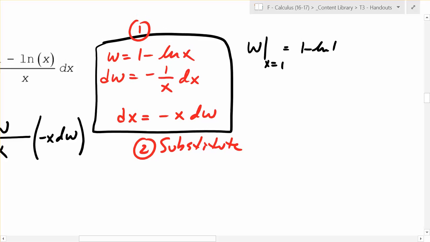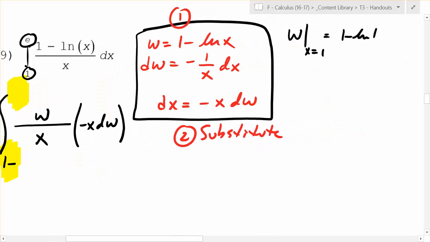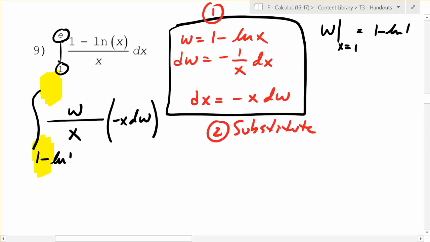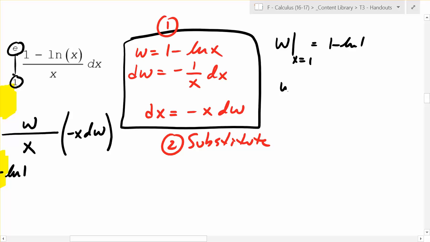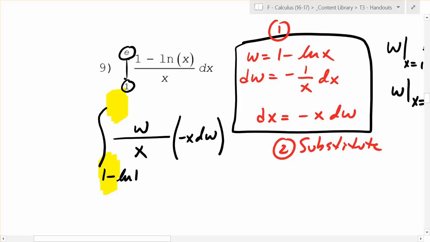Yes, you leave it as ln of 1. So this is 1 minus ln of 1. You can do it on your calculator, but leave it like that for now. And then what does the upper limit become? When x is e, it's 1 minus ln e. What is ln of e? 1. So 1 minus 1 is 0. So we plug this in and make it 0.